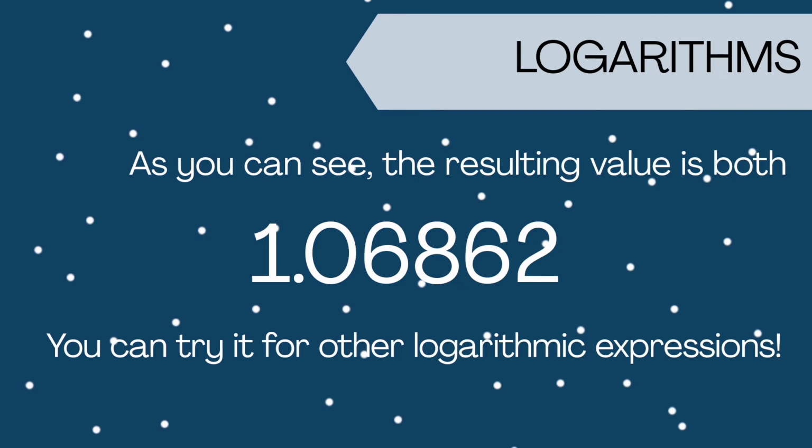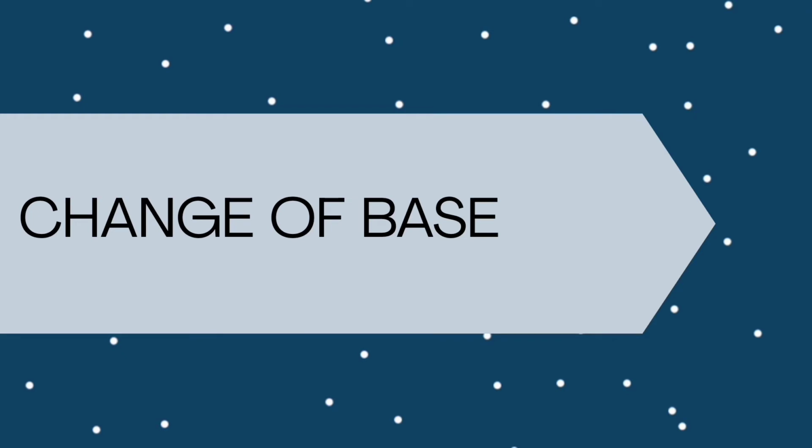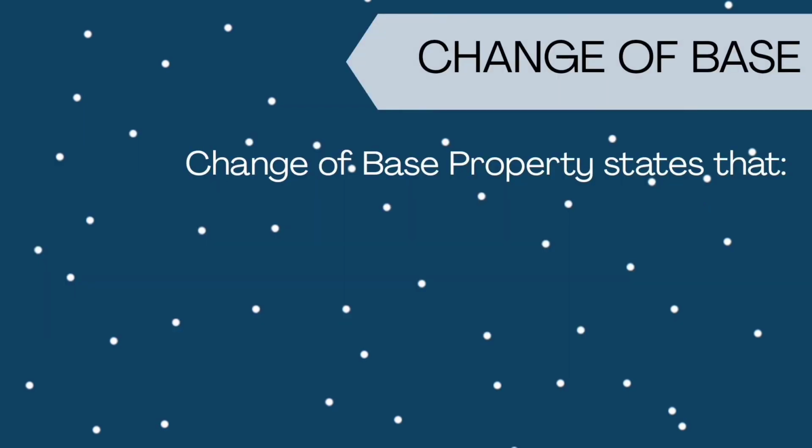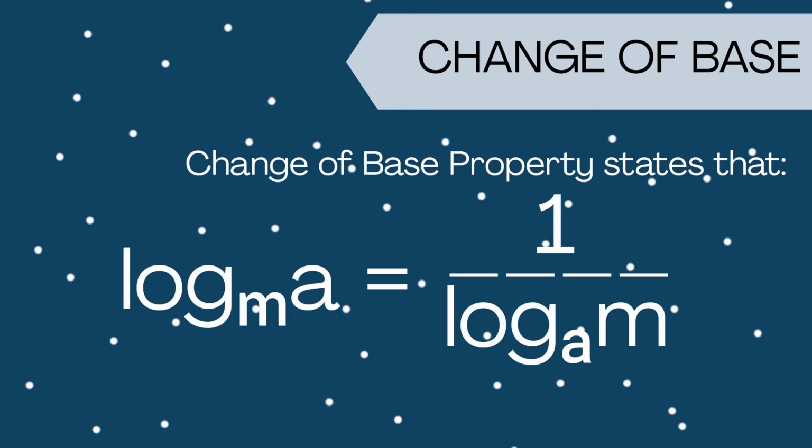Now that I have discussed some stuff about logarithms, let us now introduce the change of base property. The change of base property states that the logarithm of a base m equals 1 over the logarithm of m base a for all positive real numbers a and m. But how did we arrive with this idea? Consider this proof.